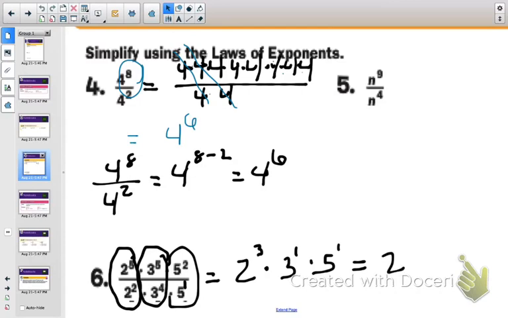So we get 2 to the 3rd times 3 times 5. And again, if it said to evaluate that, we would just go ahead and figure out what 2 to the 3rd is, which is 8. 8 times 3 times 5, and figure out what that answer is. But it just says to simplify. Okay, so this is fine.